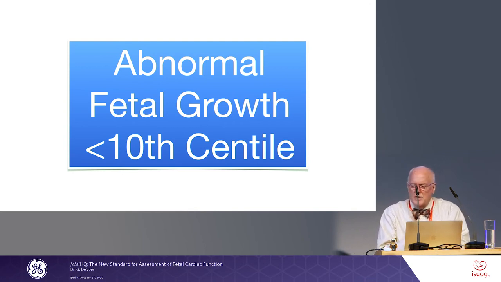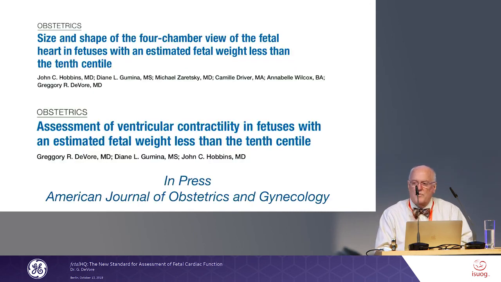Okay, let's look at 3 different types of clinical problems. I think this will be really instructive. We looked at 50 fetuses that had an estimated fetal weight below the 10th percentile. Now, these are 2 papers. This comes from John Hobbins' group in Colorado, and we divided the papers we wrote: John was the first author on this part of it, and I was the first author on this second one.